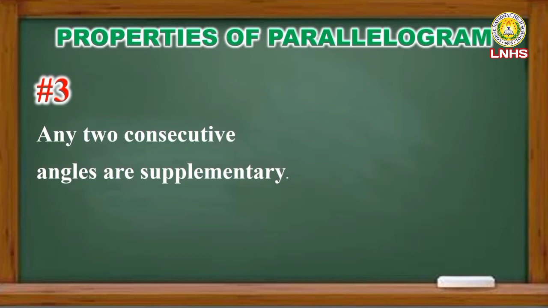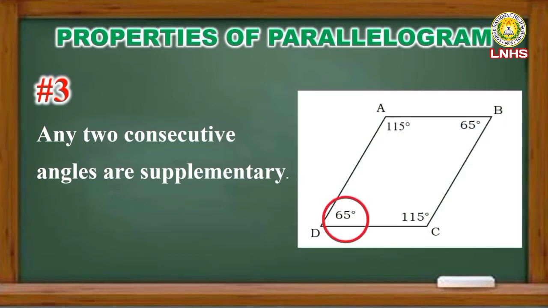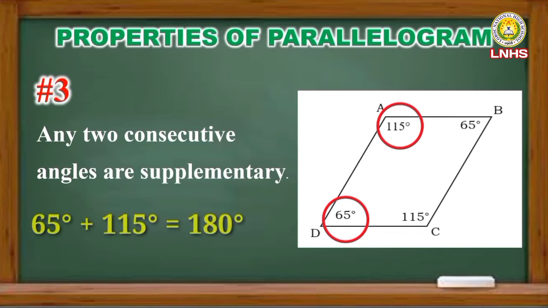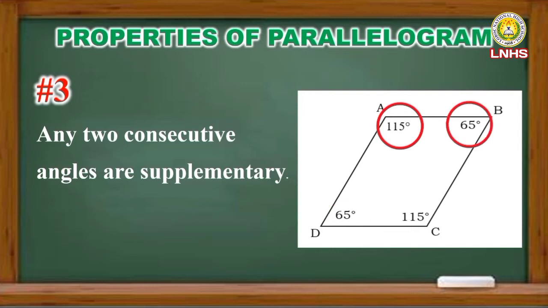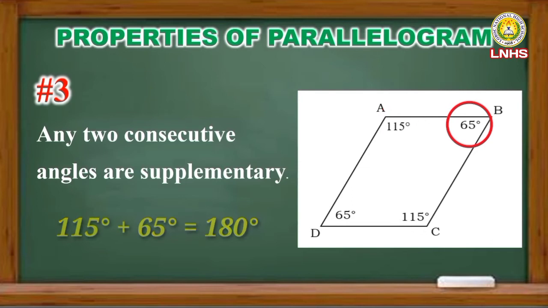Okay, we have property number 3. Any 2 consecutive angles are supplementary. So, in this example, angle D is consecutive to angle A. So, their sum is 180 degrees. 65 degrees plus 115 degrees is equal to 180 degrees. And also angle A is consecutive to angle B, so their sum is also 180 degrees. So angle A is equal to 115 and angle B is equal to 65 degrees.